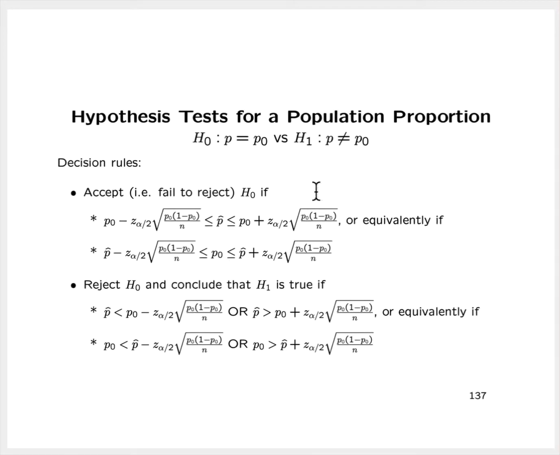Now we can restate this, as we've been doing, in terms of rejection rules, action rules. We would accept the null hypothesis, or in other words, fail to reject the null hypothesis, if we observe a value of p hat greater than or equal to this quantity here and less than or equal to that quantity. We would reject the null hypothesis and conclude that the alternative is true if p hat is less than this critical point or if p hat is greater than that critical point.